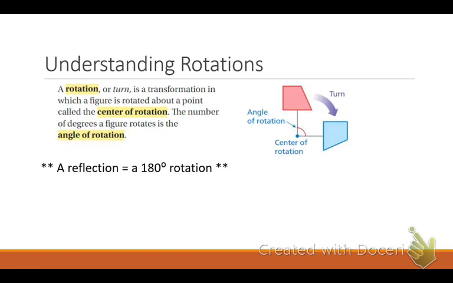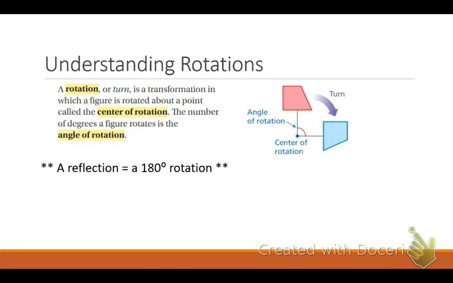Okay? So the key word is not necessarily the word. Rotations, yes, rotate, but they turn. Can somebody think of a real life object that rotates? The earth, right? That's a big object. The earth rotates on an axis in the solar system.